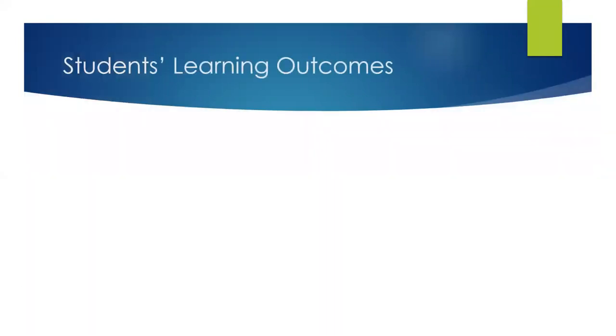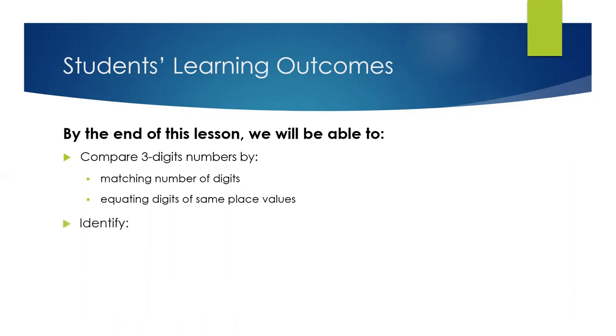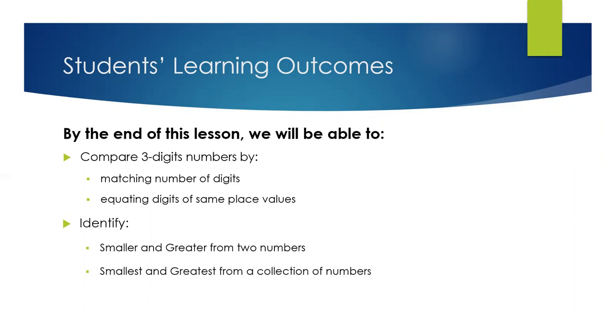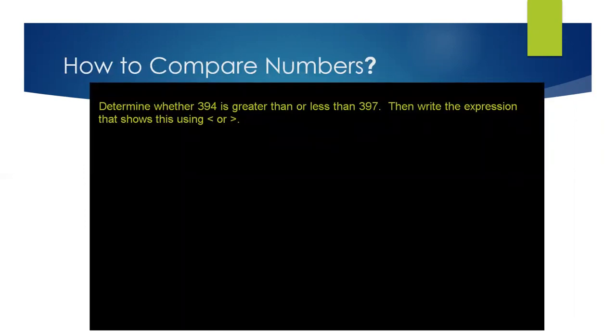Firstly, let us see what the student learning outcomes for today's lesson are. By the end of this lesson, we will be able to compare 3-digit numbers by matching the number of digits and by equating digits of the same places. Secondly, we can identify smaller and greater from two numbers, and smallest and greatest from a collection of numbers, by comparing their place values.